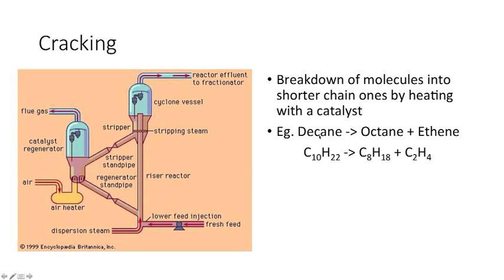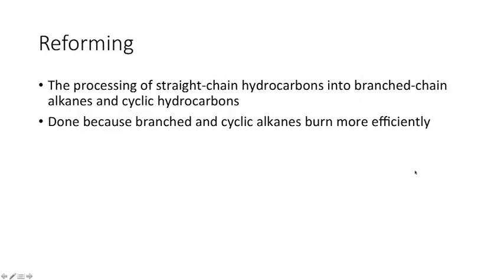So, for example, with cracking, you'd get from this longer chain to two smaller ones. We've got decane here, which has 10 carbon atoms, and which is broken down into octane, with 8, and ethene, which is obviously an alkene molecule with 2 carbons. Reforming is the process of turning straight chain hydrocarbons into branched chain alkanes and cyclic hydrocarbons. This is because they burn way more efficiently, and that's because they can undergo rapid combustion.